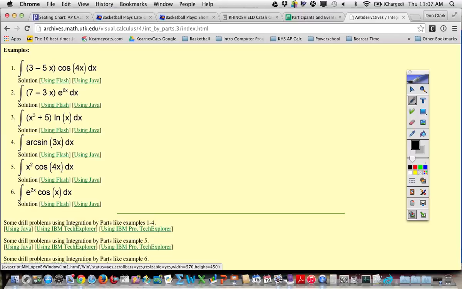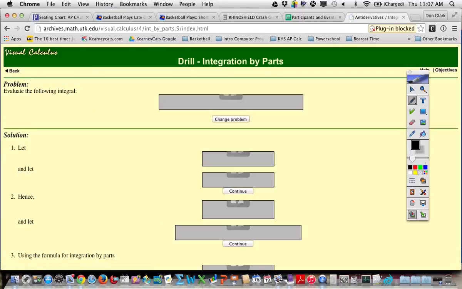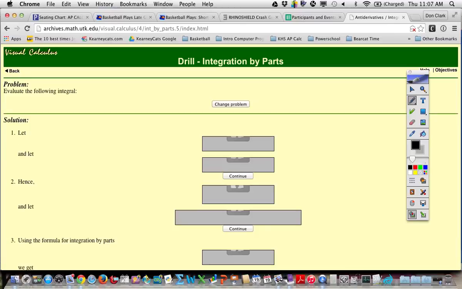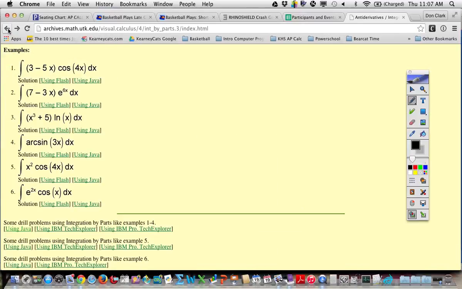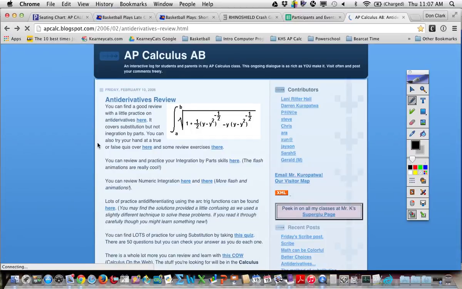And so if we say using Java, let's see how that works. Java needs your permission to run. Okay, I was afraid of that. Change problem. Yeah, so I don't know. I don't know if there'll be a lot of other ones, but again, integration by parts is a fairly small part of what's on there. You can kind of make up your own too.